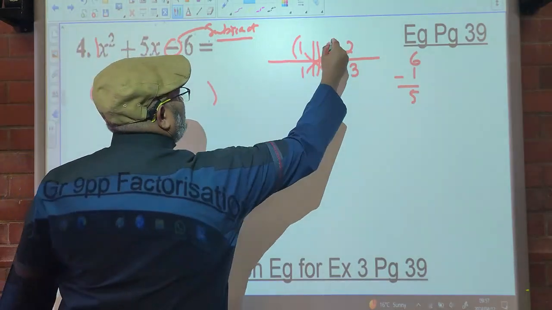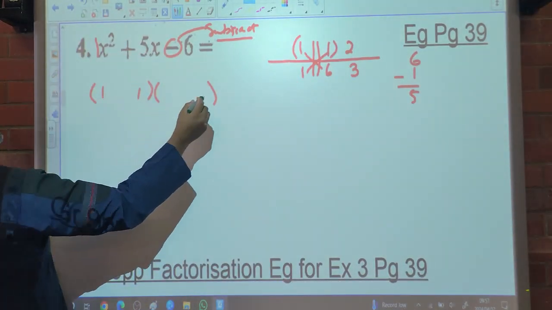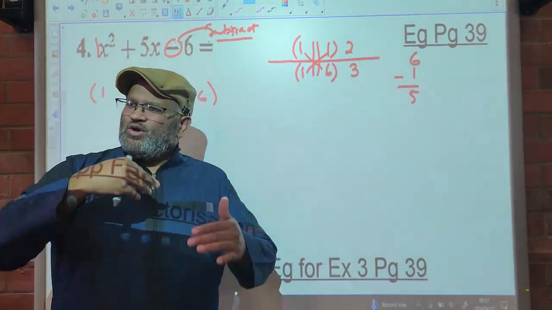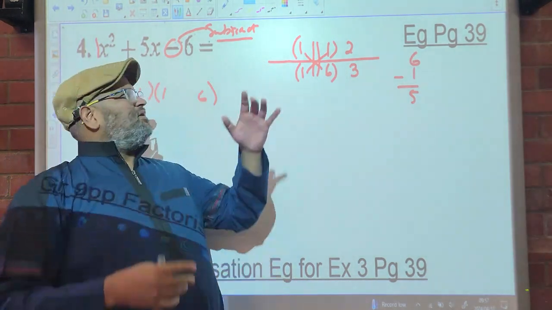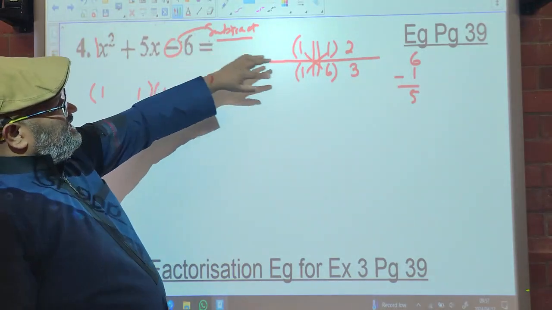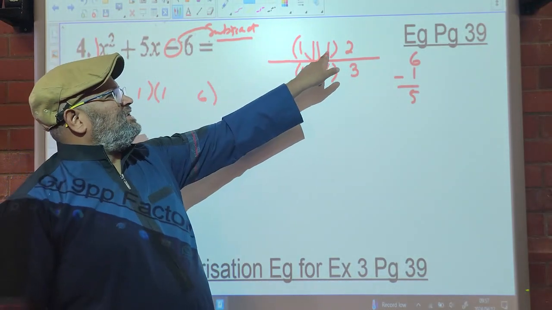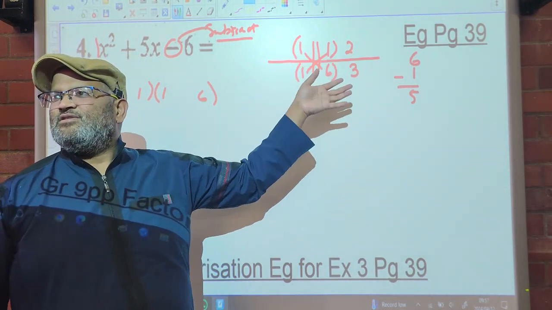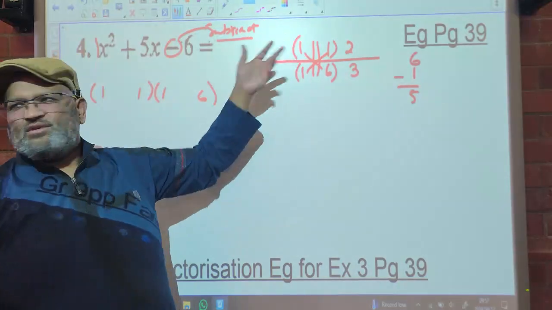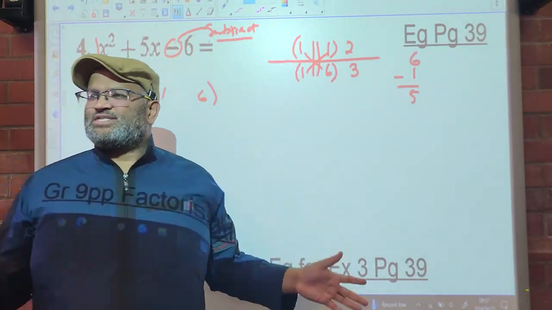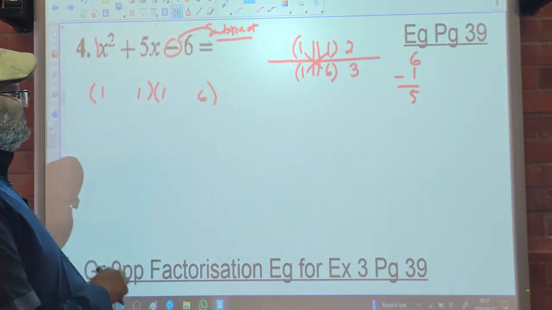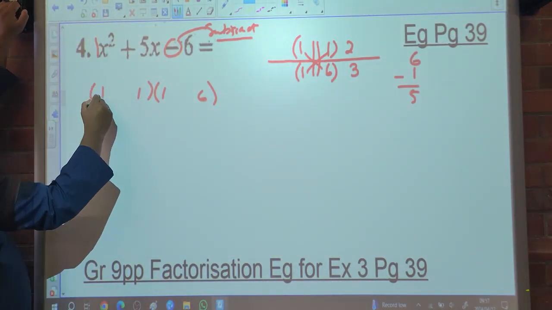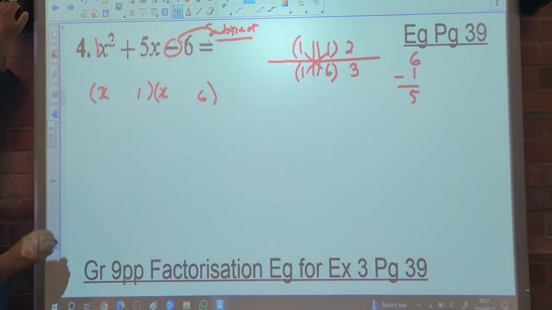You see that 1 and that 1 goes in one bracket, and this 1 and the 6. Later on, when we get more into it, you will actually see there will maybe be a 1 and a 1 and a 2 and a 2 and a 9, whatever. You guys understand? For now it's the same, but later on it will change. So, because there's an x squared, this goes an x and an x.